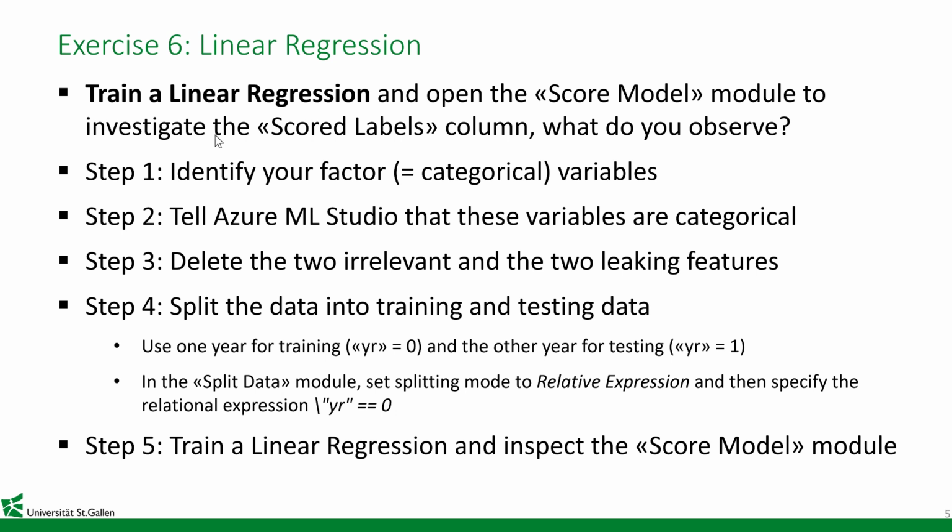Now let us simply recap what the objective of this exercise actually was. It was to train a linear regression. We did this. But now we need to look at the model's predictions. So in the score model module, what are the scored labels? Scored labels are simply the predicted number of bikes given a particular day, given the hour of the day, given the temperature, the humidity, the wind speed, and all the other covariates, so X variables that we have. And the question now is, is there something special about the model's predictions?